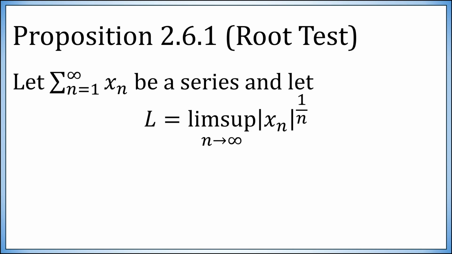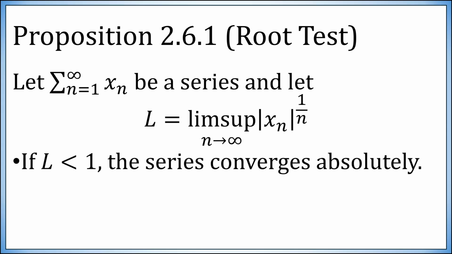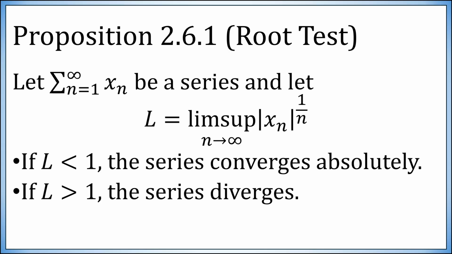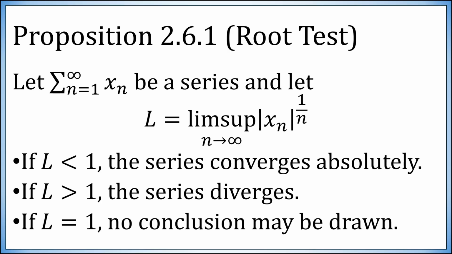Suppose you have a series and let L be the lim sup of the absolute value of xn to the 1 over n, the nth root of the absolute value of xn. If this lim sup is less than 1, the series converges absolutely. If the lim sup is bigger than 1, the series diverges. And again, much like the ratio test, if this lim sup is 1, no conclusion may be drawn. All right.